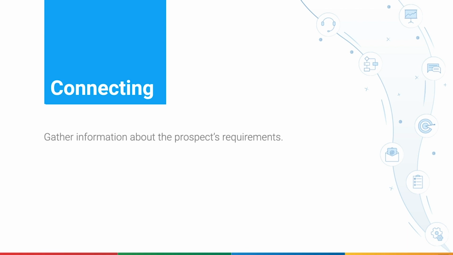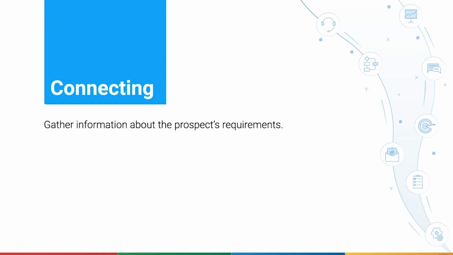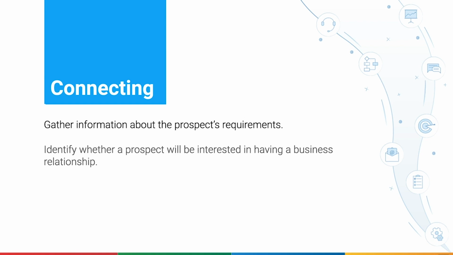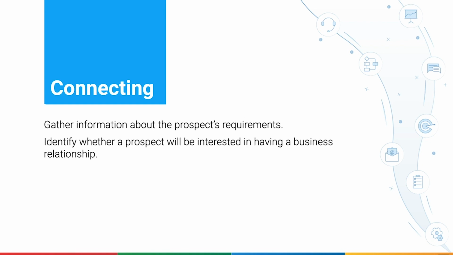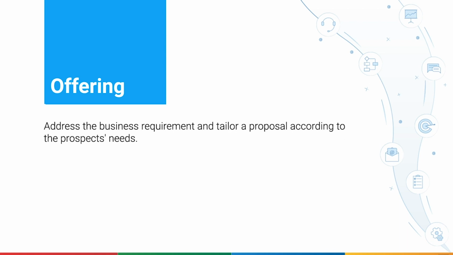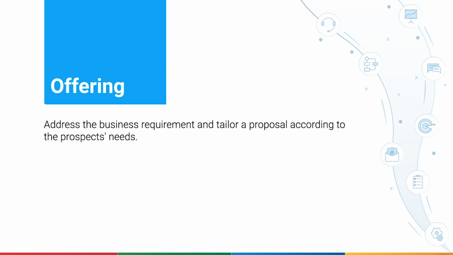Connecting. In this next step of your sales cycle, you would gather all the information about the prospect's requirements. You may connect with the prospects via emails, calls, or even social media to share what you offer and find out if they're interested to know more. Offering. The previous step will greatly help you in understanding and building a presentation that will address the business requirements of the prospect. At this stage, your team needs to tailor your proposal according to the prospect's needs.